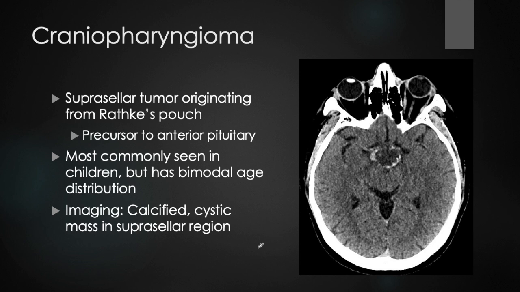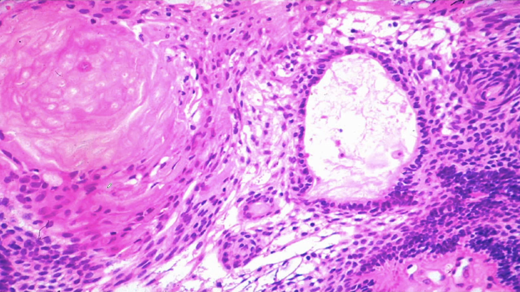On imaging, craniopharyngiomas are located in the suprasellar region above the pituitary and are calcified and cystic. Upon resection, the fluid contents are described as looking like motor oil. As with any tumor in the suprasellar or intrasellar region, craniopharyngiomas can cause compression of the optic chiasm or endocrine pituitary abnormalities. Here's an example of the adenomatous variant of craniopharyngiomas.